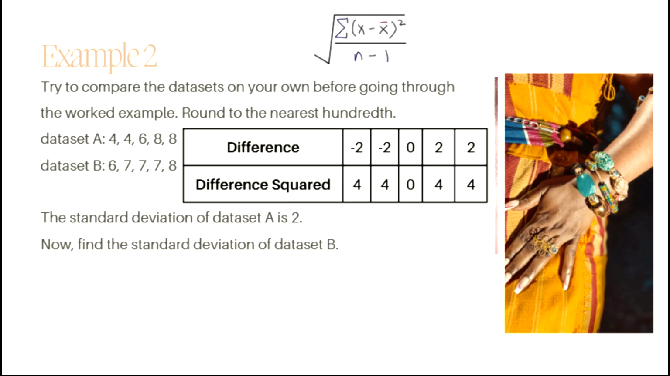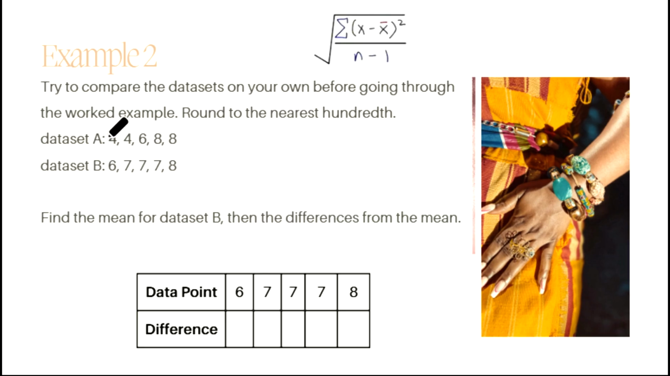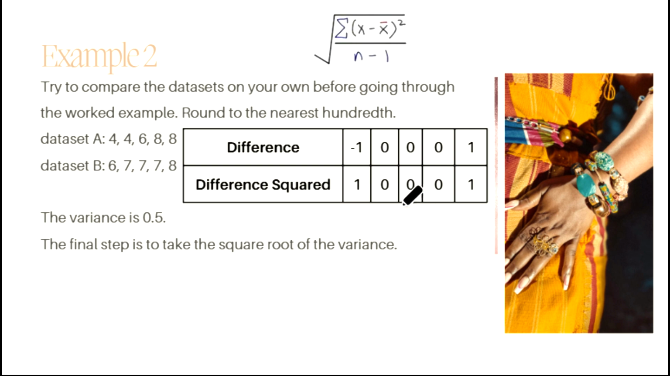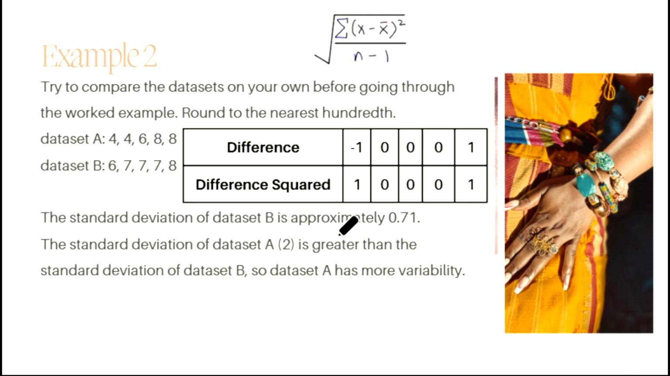Now do the same thing for data set B. Sorry, data set A. I'm tired. Okay, so first find your mean. Then find the difference between your data points and your mean. Then the next step is to square those so that you can get rid of the negatives. Then you're going to add all these together and divide by n minus 1. Then you're going to take that number and find the square root of it. And then you have both of your standard deviations, okay?